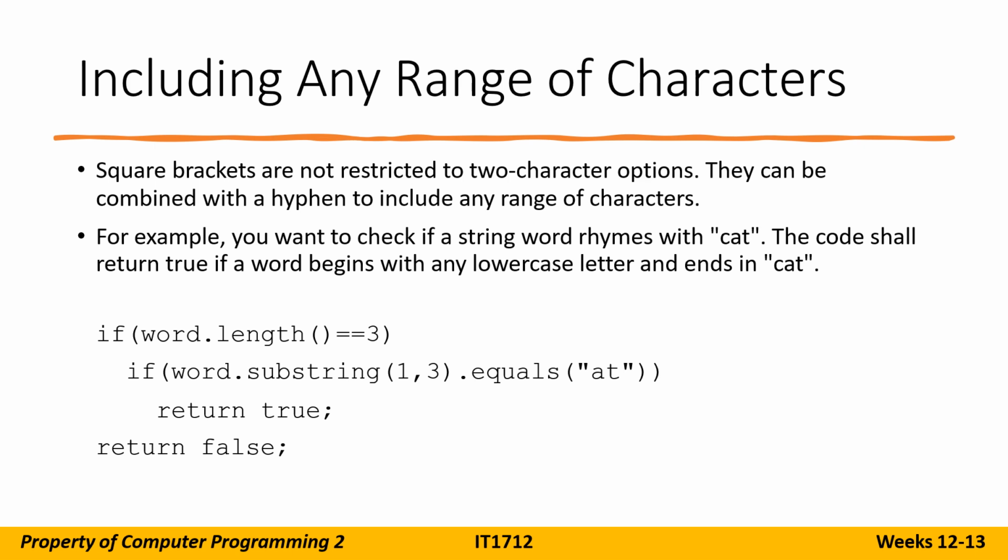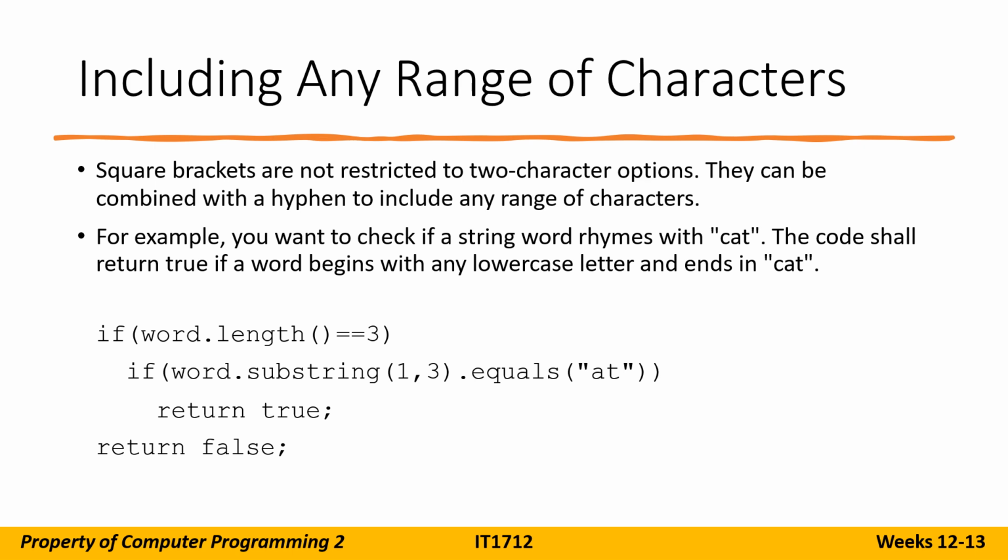Square brackets are not restricted to two-character options. They can be combined with a hyphen to include any range of characters. For example, you want to check if a string word rhymes with cat. The code shall return true if a word begins with any lowercase letter and ends in at.